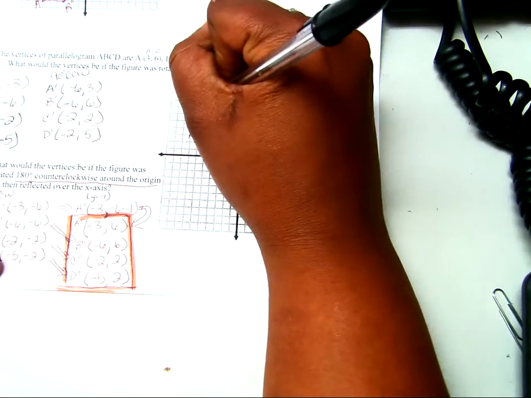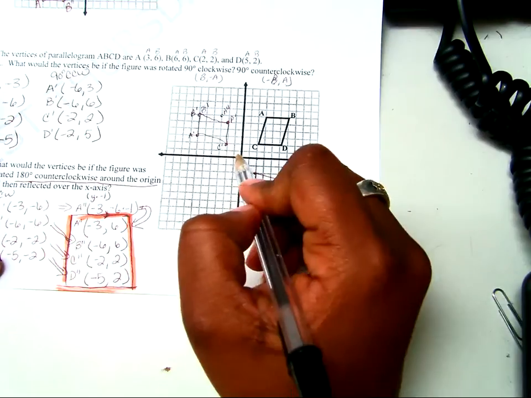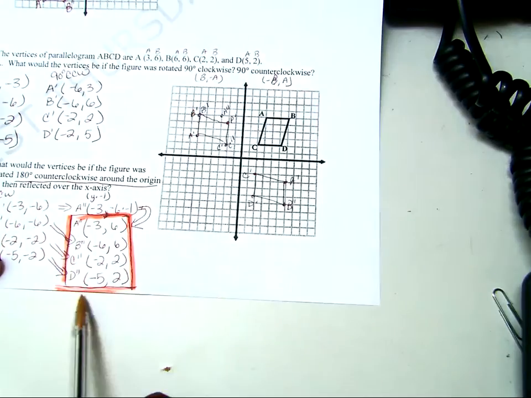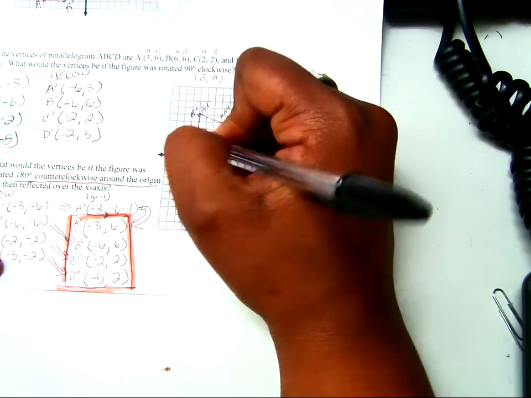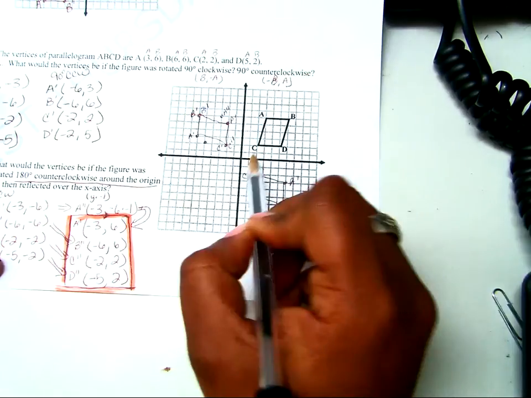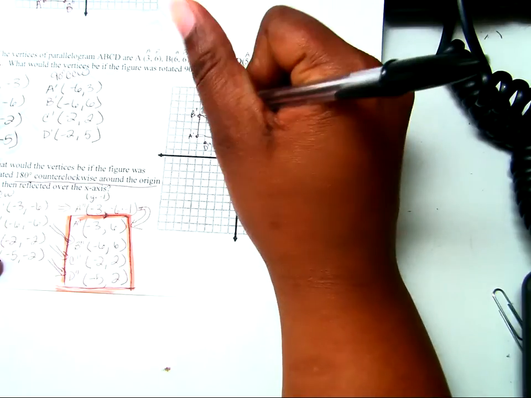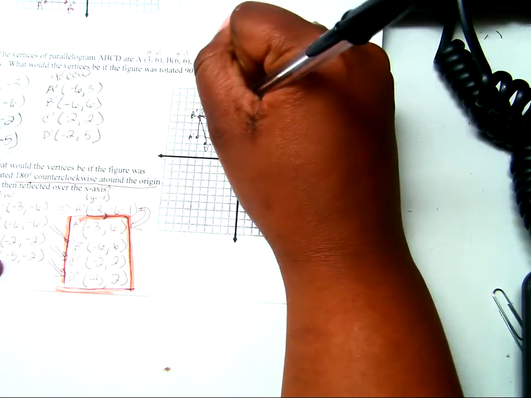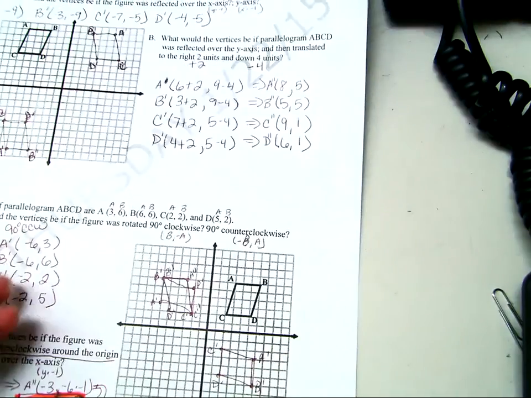I didn't even need to put a dot. Negative 2, positive 2, 1, 2. This is C prime prime. And then negative 5, 2. 1, 2, 3, 4, 5, 1, 2. And so this is D prime prime. So my new image is like this. And I'm going to draw that in another color so you can see it. I'm knocking things down.